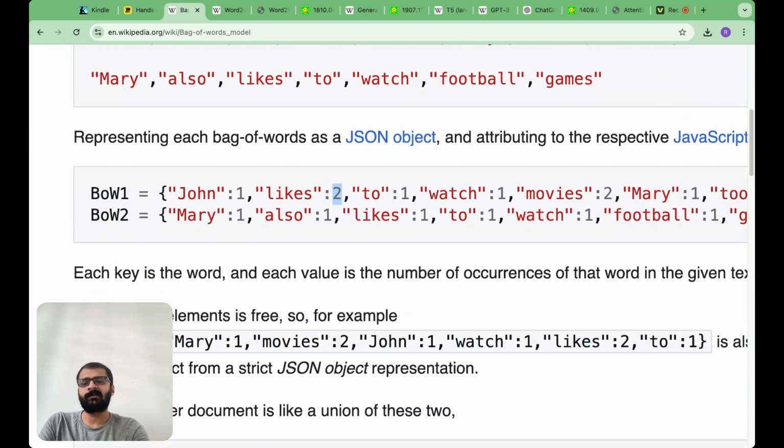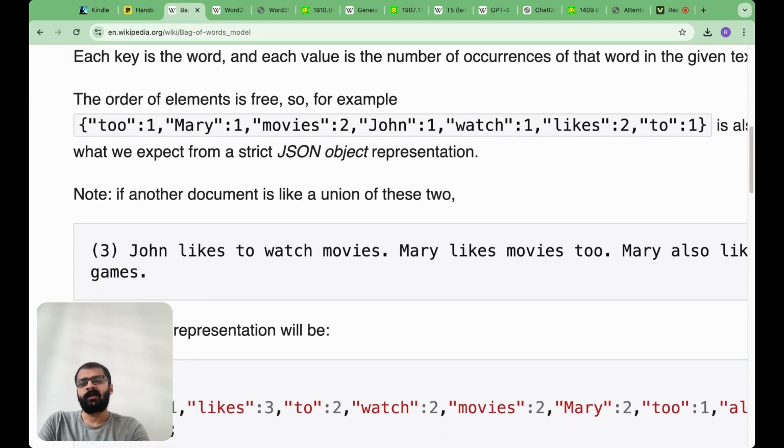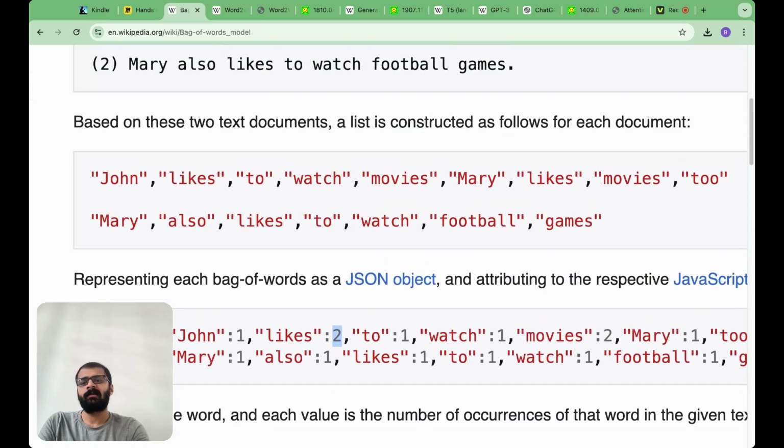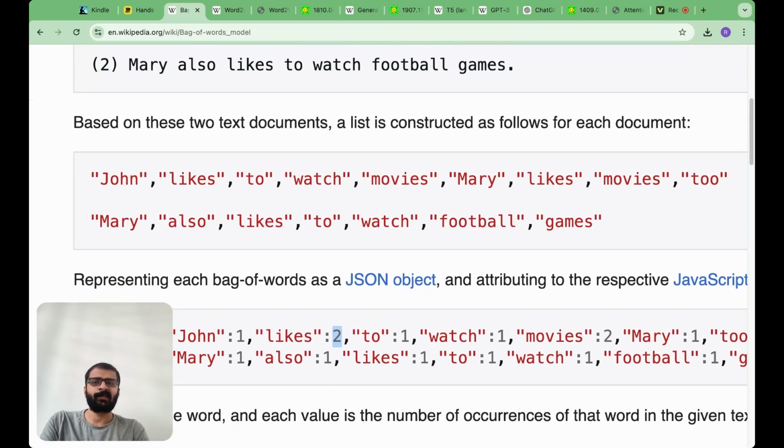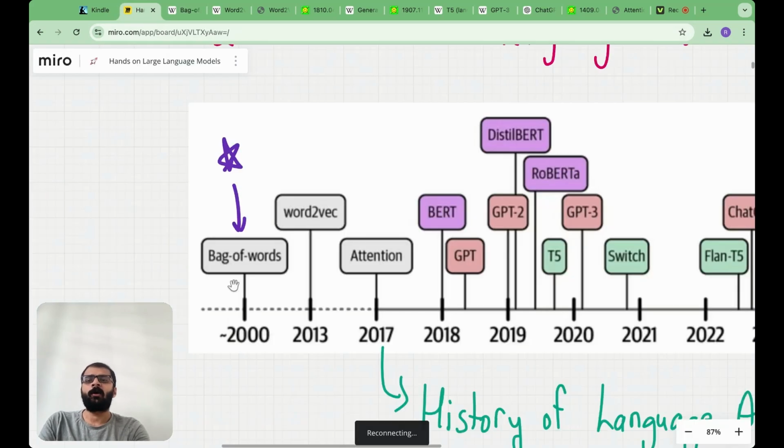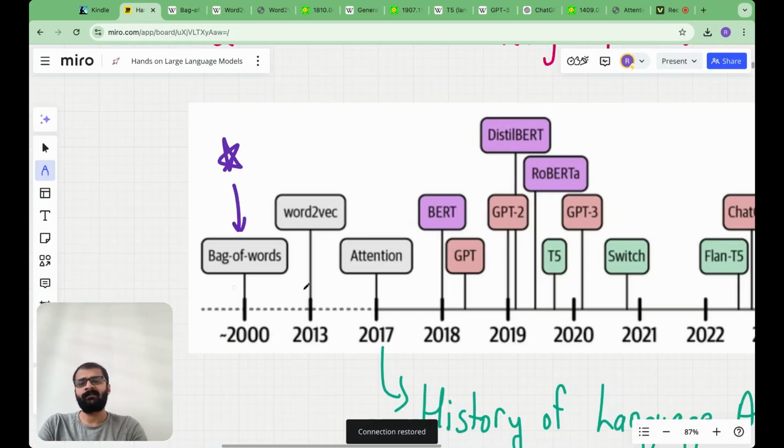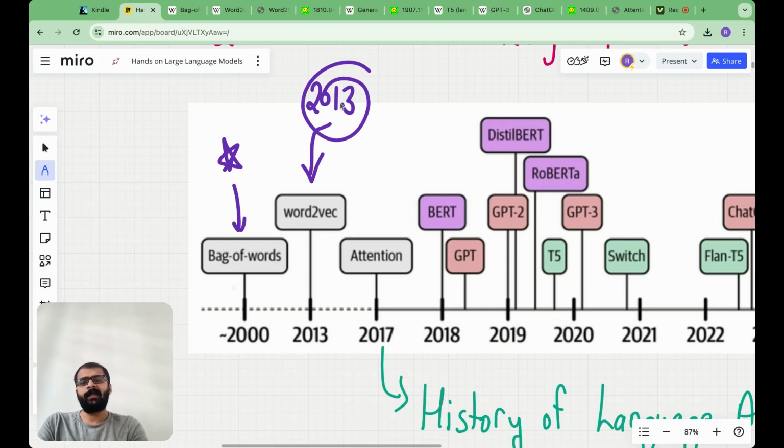And bag of words is the foundational technique through which many other techniques in natural language processing actually emerge. So we need to be mindful of this advancement in NLP. Then the second major breakthrough I would say came in 2013. In 2013, the Word2Vec approach was introduced.